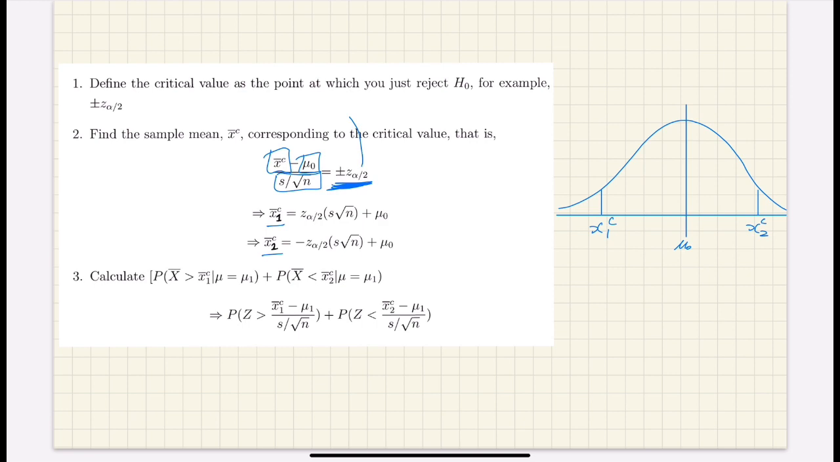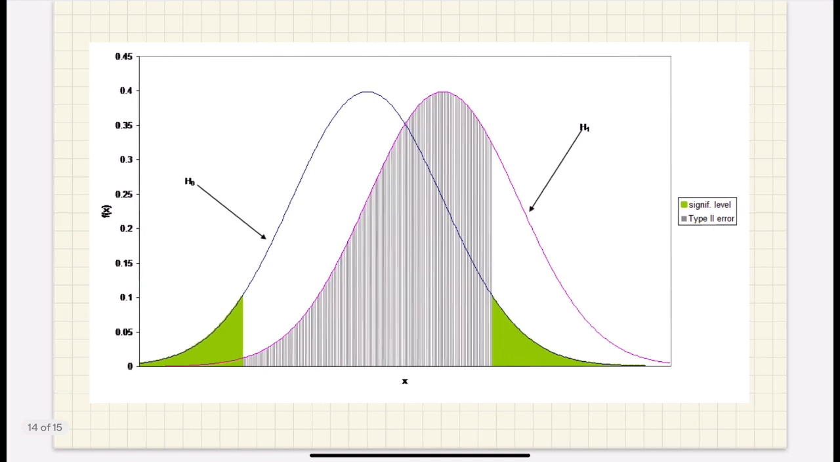And then the last part of this process is to calculate the actual power. So you want to have the values x1c and x2c, and you want to compare them to the true mean, which is mu1. Notice here, mu1 is the true mean, and the mu0 here is the sample mean that we're given. And yeah, we compare it to this thing, and we calculate the power, which is given by these 2 parts. Now I'm gonna show you in the next slide a diagram which depicts this concept.